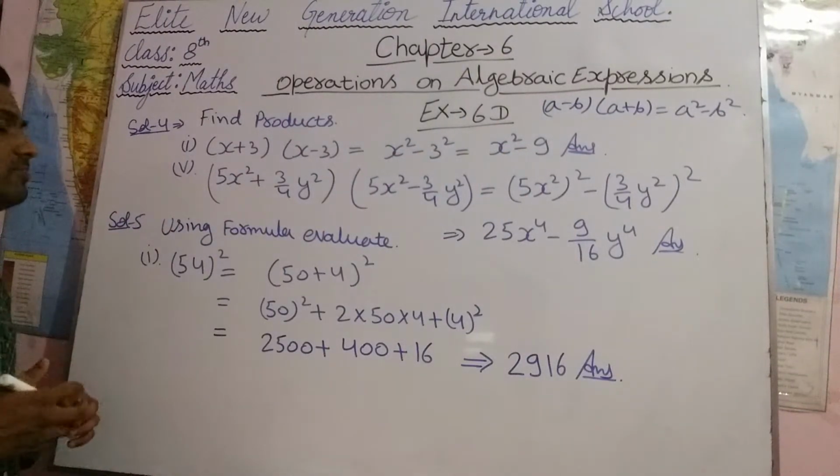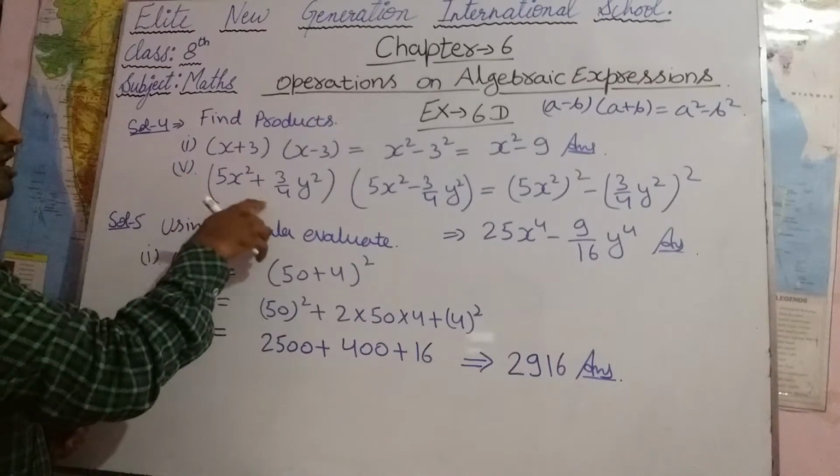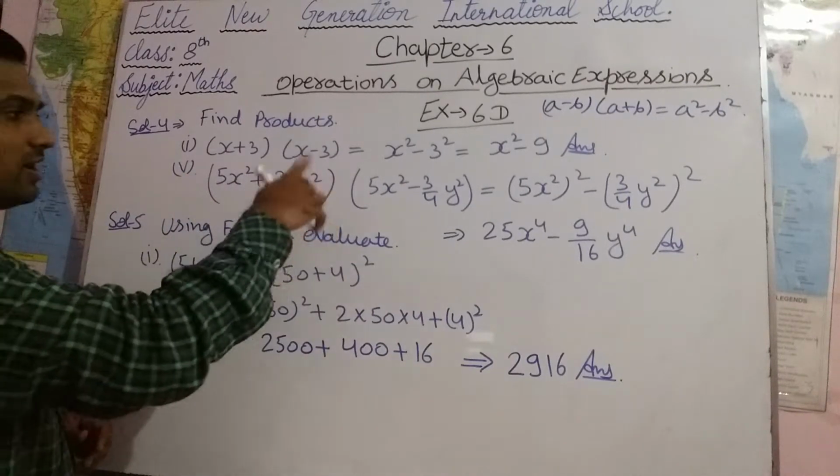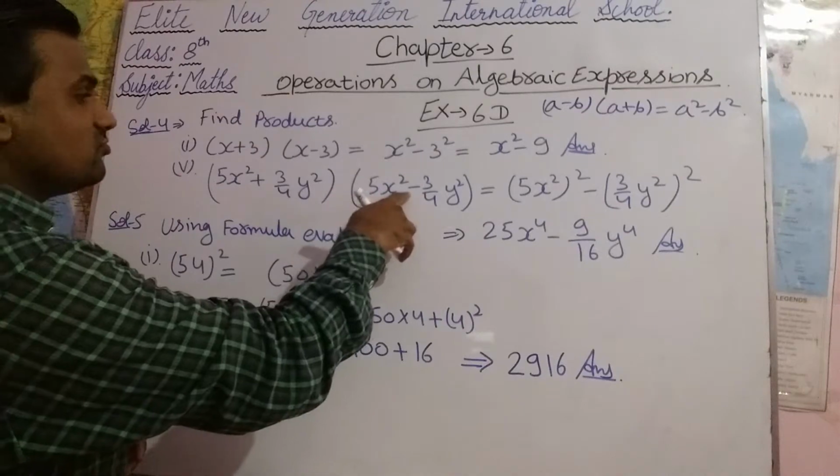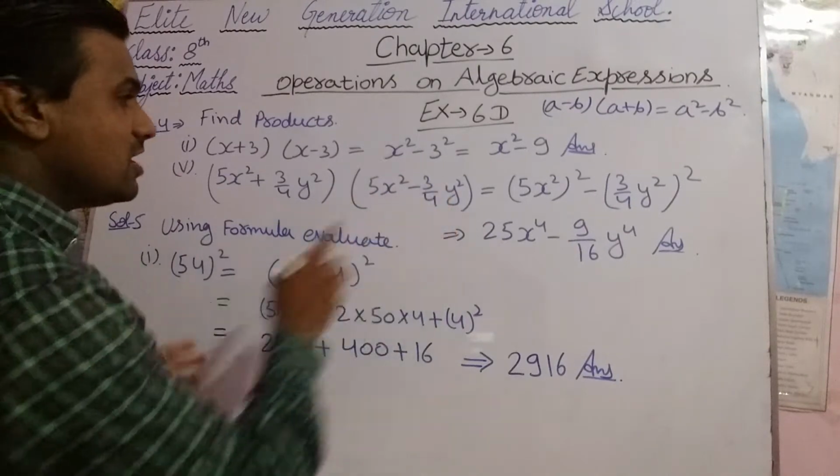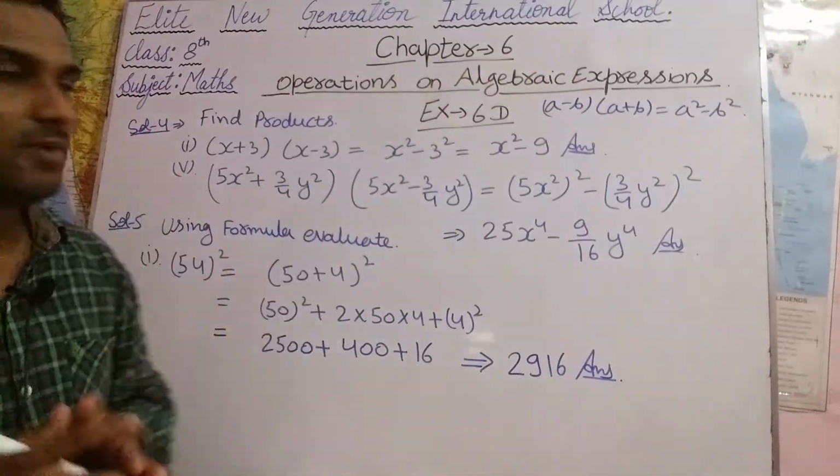Now see its fifth part. Here 5x square plus 3 upon 4y square into 5x square minus 3 upon 4y square. Here also we have to use the same identity.